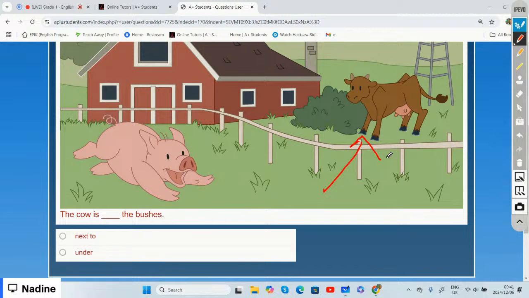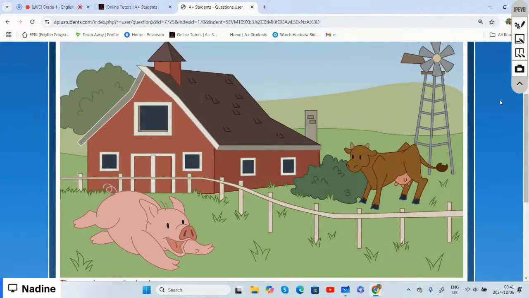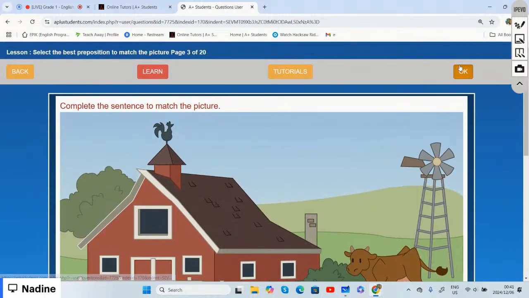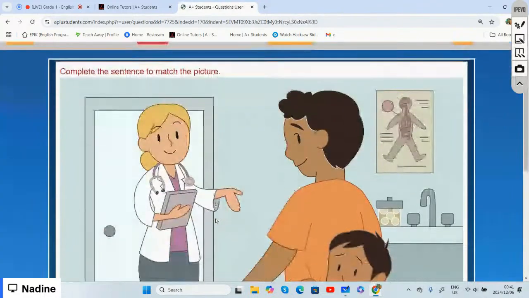And if we were to select the correct one, so we can say the cow is next to the bushes, because that cow is not under the bushes. The cow is next to. Well done.